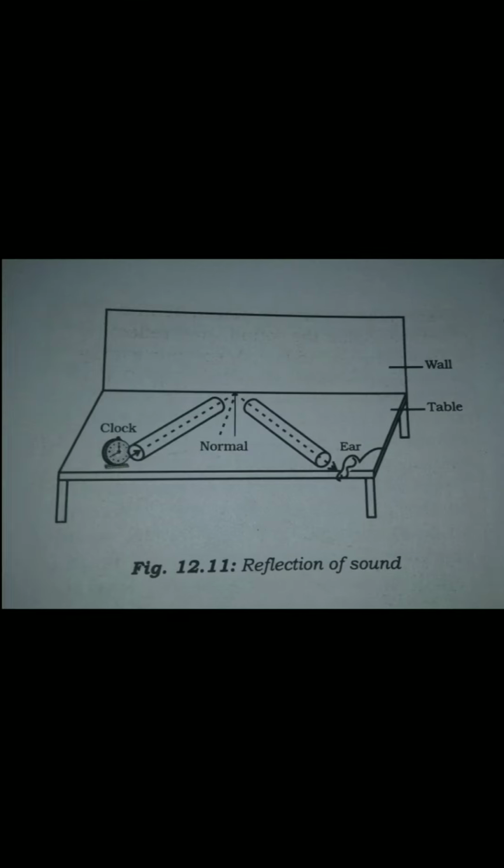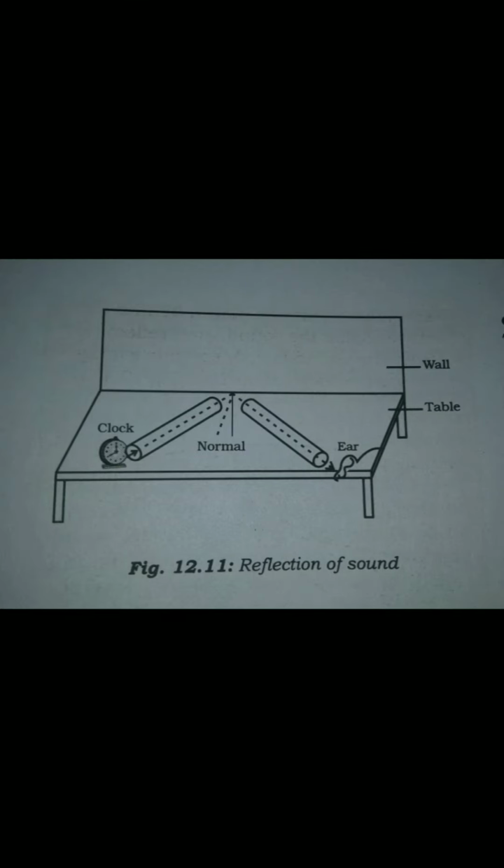Okay. Next is reflection of sound. Here in this particular picture, you can see that if we take two pipes, and put a clock at one end of the pipe, and place them in this way, and put an ear at this side, we can easily hear the ticking sound of the clock. That happens because sound also undergoes reflection, like that of light. Due to reflection of sound, we see a number of phenomena such as echo or reverberation.